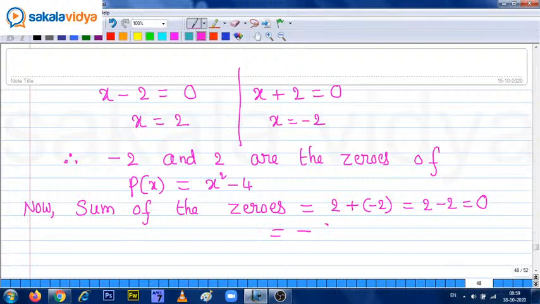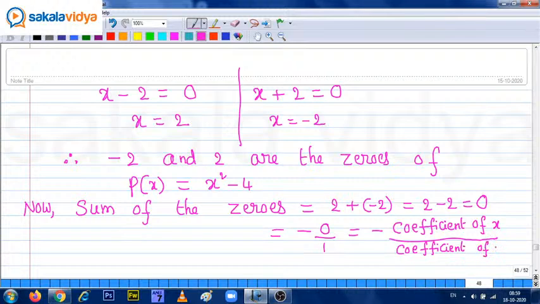So minus of 0 upon 1, write down. This is minus coefficient of x upon coefficient of x square. Coefficient of x square. This is a relation for the sum of the zeros.